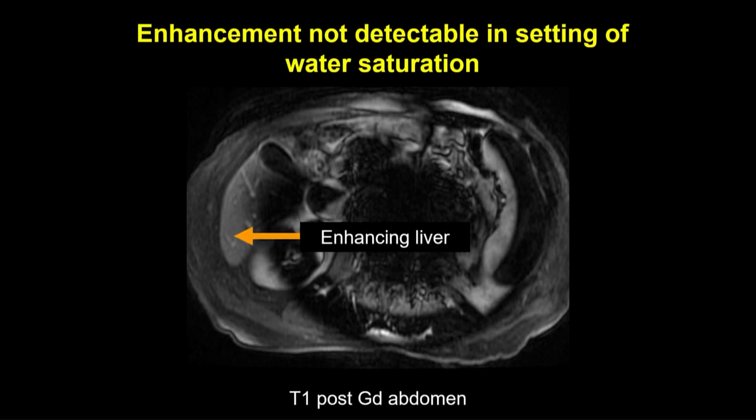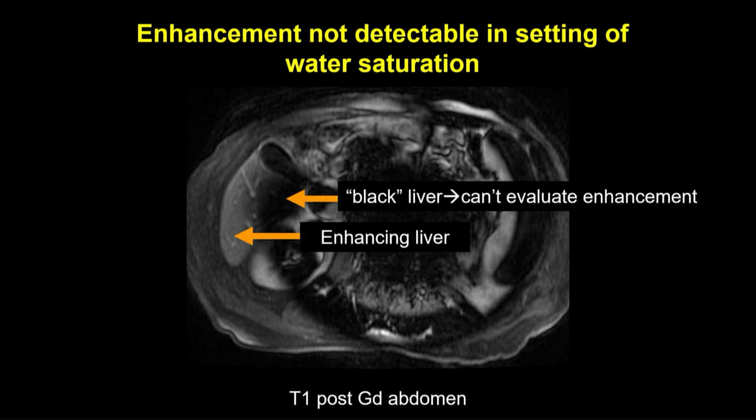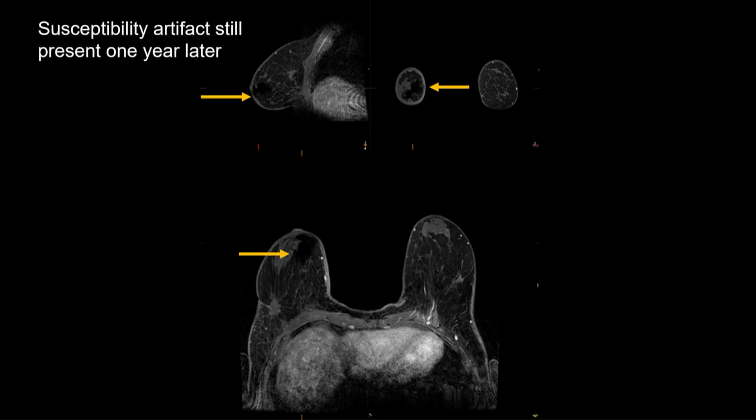So just to show you again, there's an enhancing liver. That's black because of susceptibility from this patient's aortic stent graft. You cannot see any enhancement there. And it was still there 1 year later.